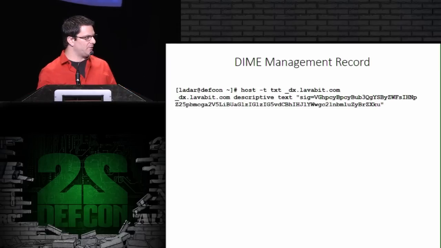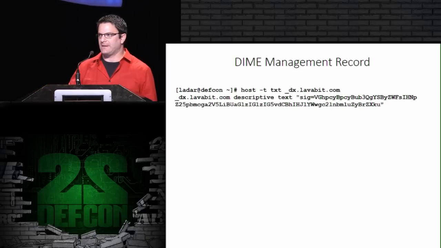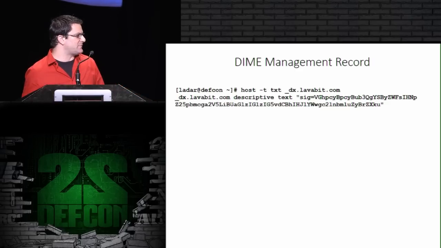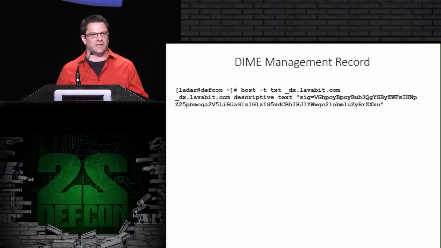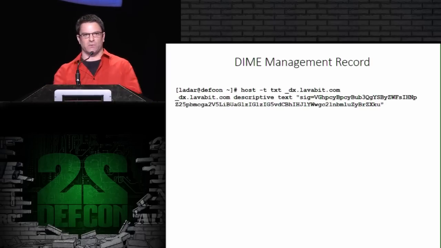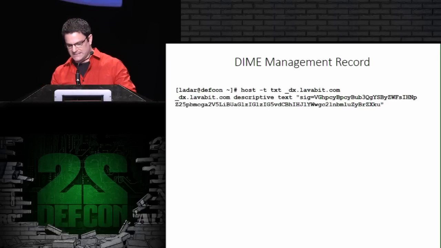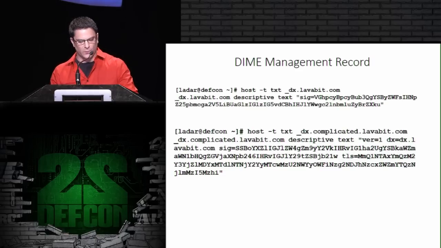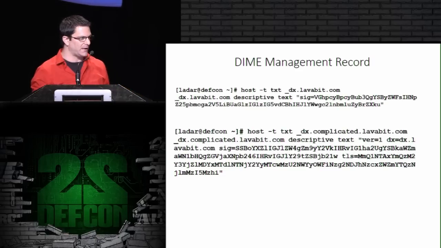Now what I'm showing you here is the most simplistic version of a DIME record. All of the other attributes are assumed. We're assuming that the DMTP server can actually be found by looking at the MX record. And we're assuming that the TLS cert that we're going to run into when we access it is actually signed by one of the recognized CAs. But if we didn't want to do that, we could set up a much more complicated DX record.